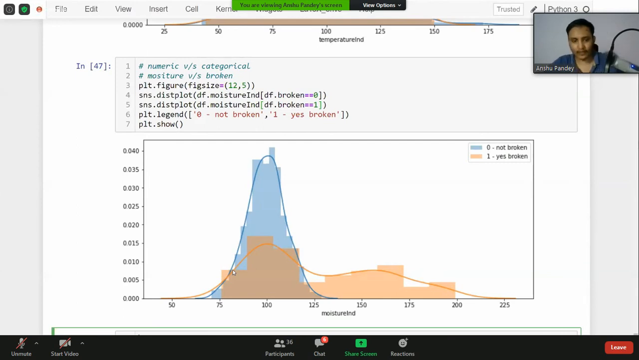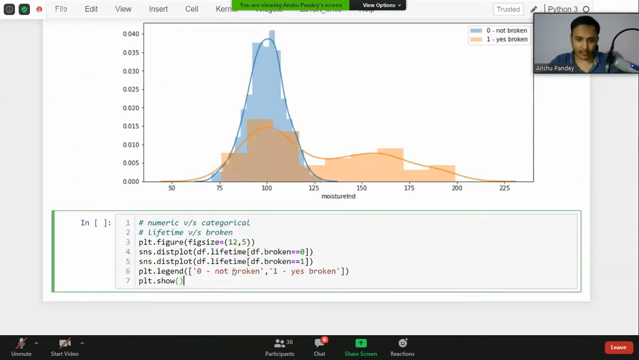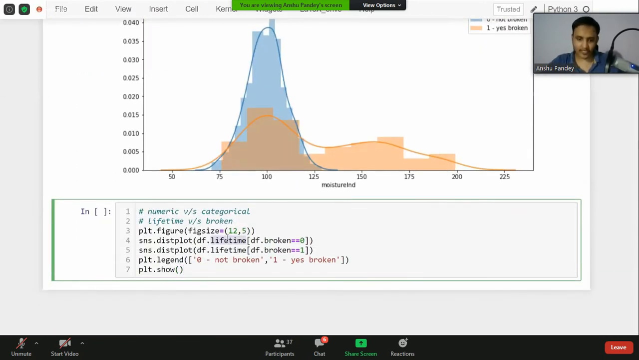Okay, so here we go. Next, we're going to go with the last numeric attribute, which is, let's say, pressure. Right, so pressure.